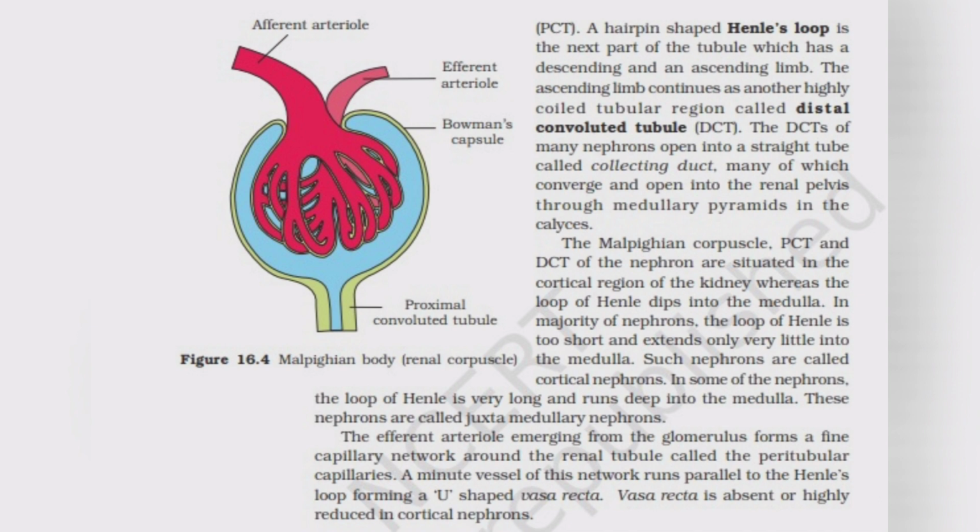In the majority of nephrons, the loop of Henle is too short and extends only very little into the medulla. Such nephrons are called cortical nephrons. In some nephrons, the loop of Henle is very long and runs deep into the medulla. These nephrons are called juxtamedullary nephrons. The efferent arteriole emerging from the glomerulus forms a fine capillary network around the renal tubule called the peritubular capillaries. A minute vessel of this network runs parallel to the Henle's loop, forming a U-shaped vasa recta. Vasa recta is absent or highly reduced in cortical nephrons.